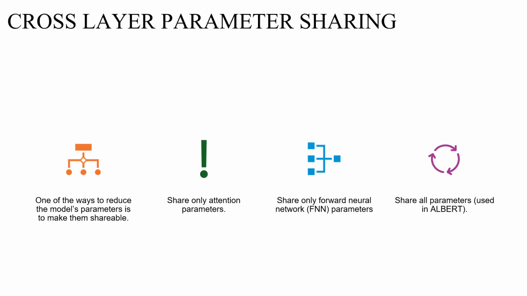Coming on to cross-layer parameter sharing. Instead of learning separate parameters for each layer, ALBERT introduces cross-layer parameter sharing, where parameters are shared across the different layers of the model. This allows the model to significantly reduce the total number of parameters without losing the complexity of the multi-layered representation.